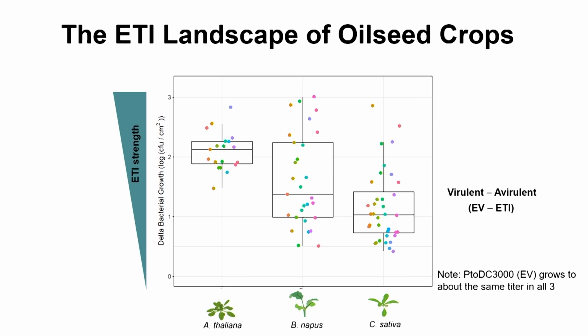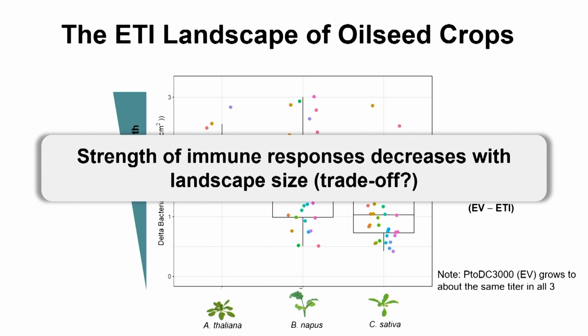So what you can see is that Arabidopsis, the wild ancestor, has the strongest immune responses. It's the highest on this graph. And then it slowly goes down to Camelina, which has the weakest immune response. But if you remember, Camelina can recognize the most effectors, but overall they tend to be weaker. Which leads us to the question, does the strength of the immune response decrease with the size of the landscape or the number of strains you can recognize? Is there some kind of trade-off there where you can recognize many effectors, but somehow there's some constraint that limits the strength of those immune responses?